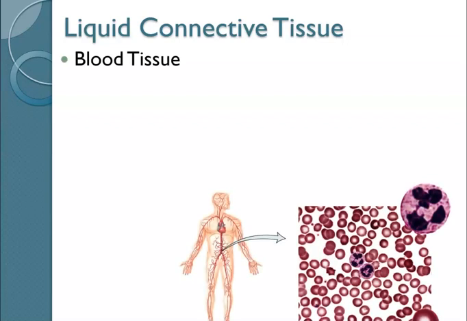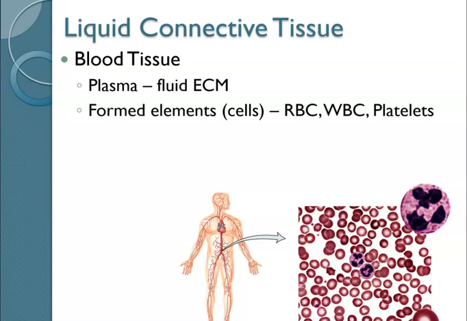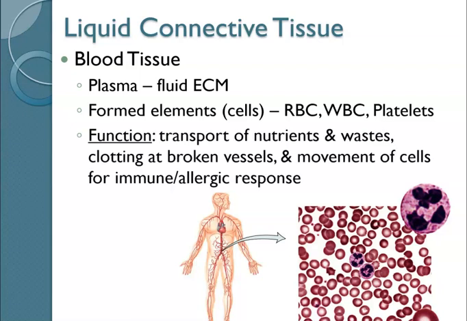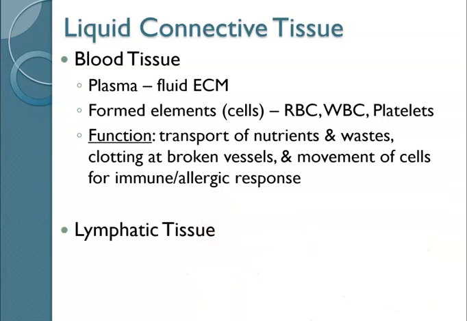Liquid connective tissue has two main types. Blood is our one tissue, so we have blood plasma, which is the fluid extracellular matrix, ECM, and then formed elements. Some books think of them as not cells themselves, because platelets are broken down cells. They're not actually cells. So we have the red blood cells, erythrocytes, white blood cells, leukocytes. Platelets are thrombocytes. You can talk about each of the cell functions separately, as well as the function of the blood plasma altogether.